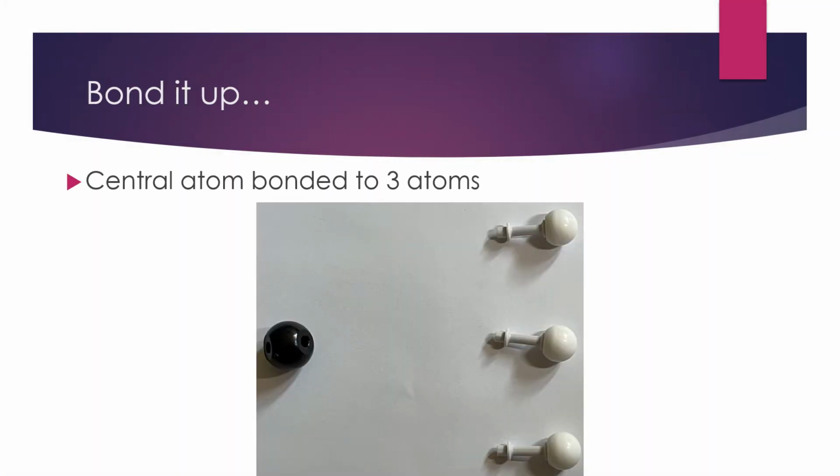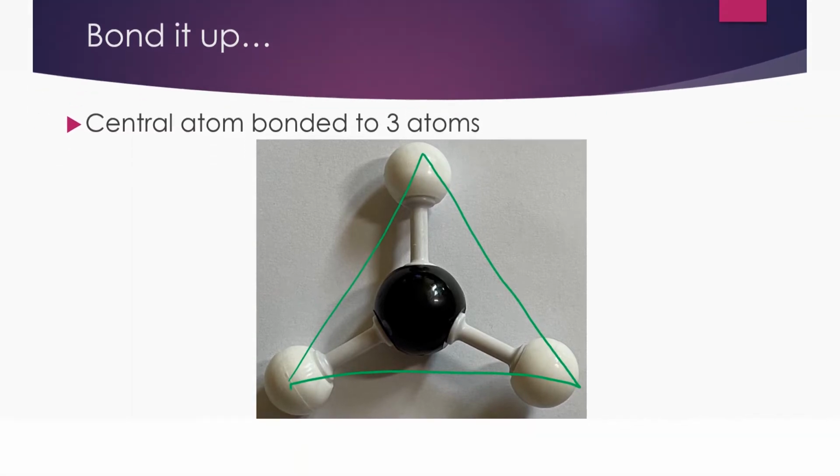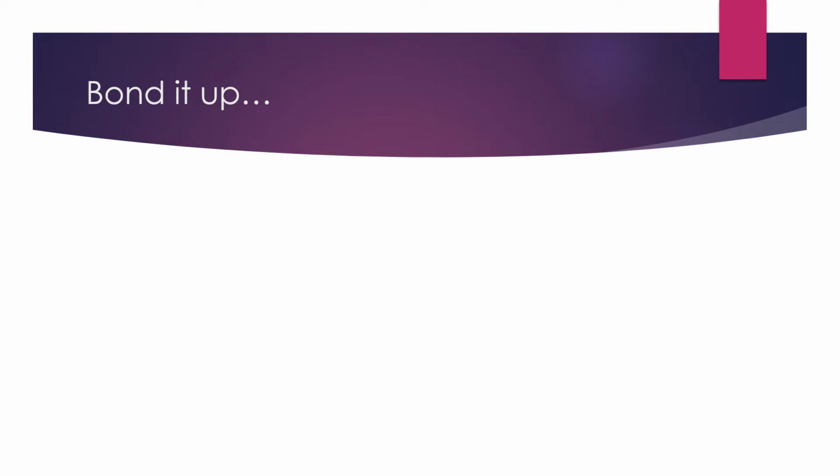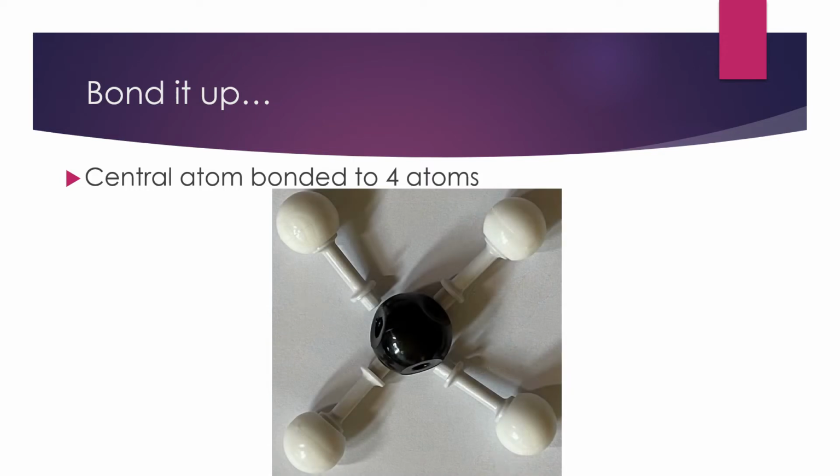So the central atom bonded to 3 atoms. So we have these pieces. I'll give you guys a second to predict the structure. Cool deal. So the structure is like a triangle. Okay, those 3 pieces are as far away from each other as possible. Central atom bonded to 4 atoms. So these are our 4 pieces. Give you guys a second. How many of y'all actually got this? So it's a square.